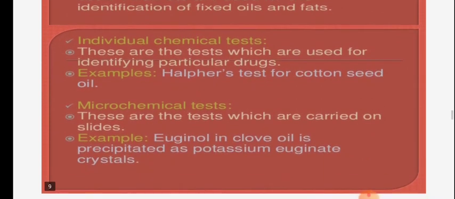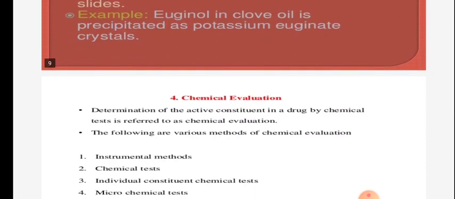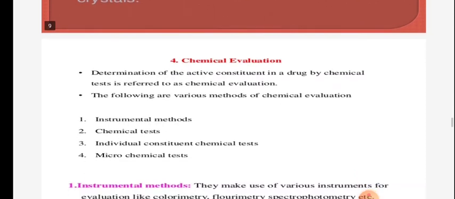In individual chemical tests, there are tests used for identifying particular drugs, for example, Helper's test for cottonseed oil. Then in microchemical tests, there are three tests carried out. One is the eugenol in clove oil, which is precipitated as potassium eugenate crystals. So these are the two common ones.